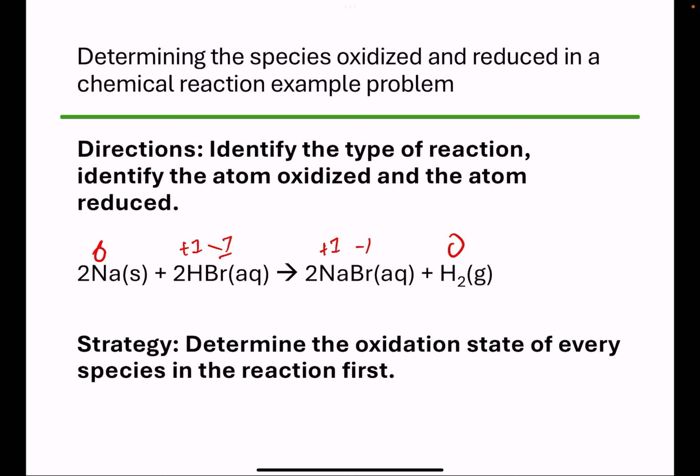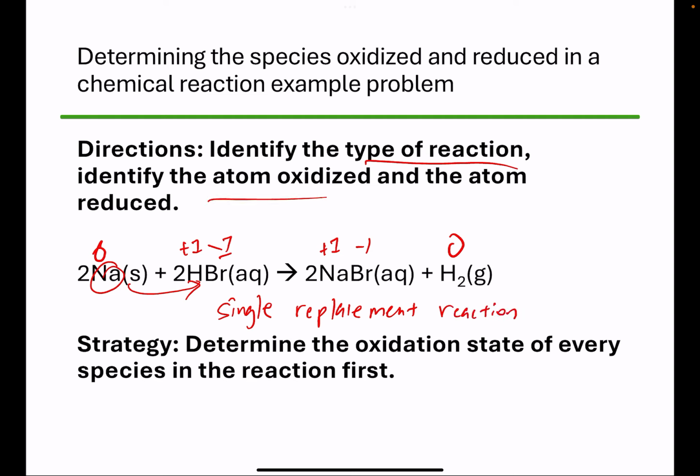And identify the atom oxidized and the atom reduced. So first, identify the type of reaction. Let's do that first. Sodium replaces this, so it's gonna be our single replacement reaction.